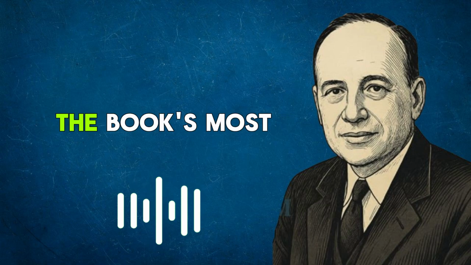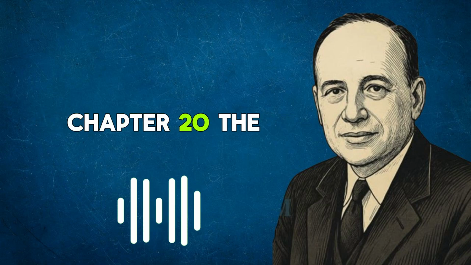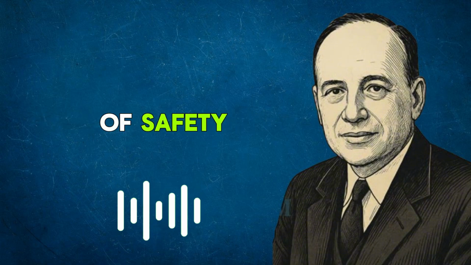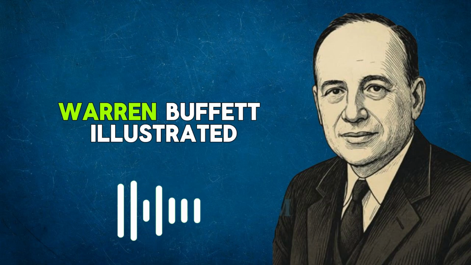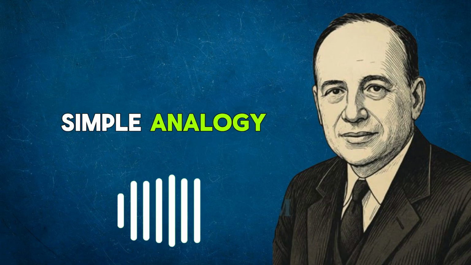Now we move to one of the book's most famous lessons, Chapter 20: The Principle of Margin of Safety. Graham says this concept is the cornerstone of intelligent investing. Warren Buffett illustrated it with a simple analogy.